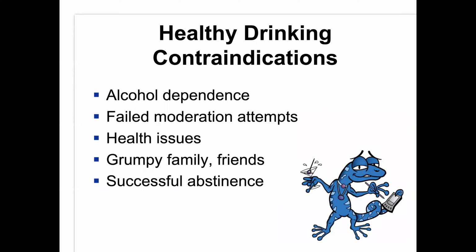Here's a short list of contraindications for a moderation goal of alcohol problem resolution. Signs of alcohol dependence, evidenced by signs and symptoms of physical tolerance and withdrawal, contraindicate a moderation goal, as does a history of failed moderation attempts, cardiac, GI, liver, and other health problems, or a context wherein social supports do not approve of or support a moderation goal.